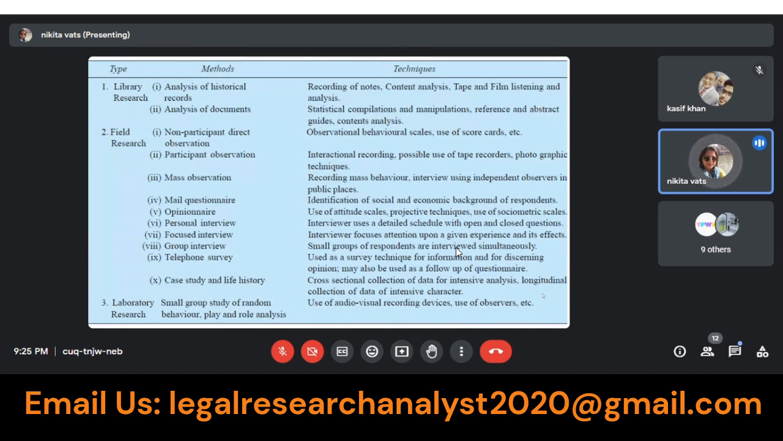For field research also, there is non-participant direct observation, when the participant doesn't know that you are observing them, right? So the researcher is conducting a study and the participants do not know that they are being researched upon. Then there is participant observation, then mass observation. Can anyone tell me an example of non-participant direct observation?